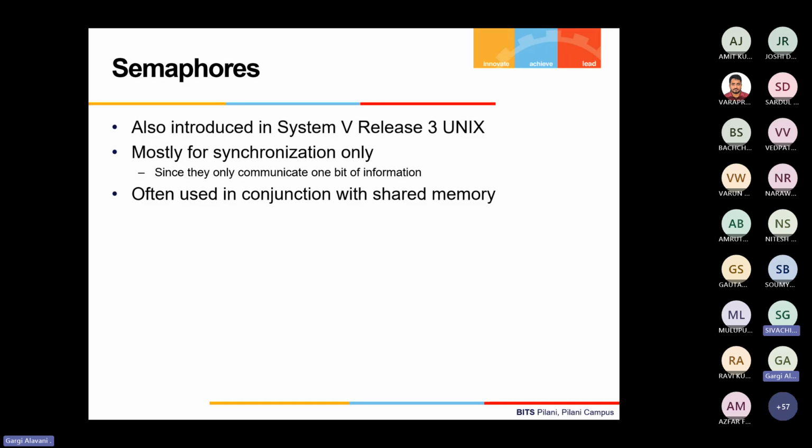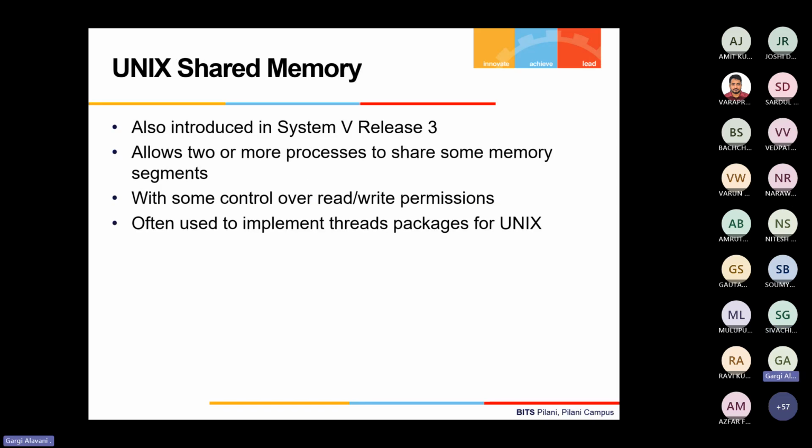Semaphores were introduced in Unix in release 3, and they are mostly used for synchronization since they only communicate one bit of information. This is used mostly for shared memory systems, because it works only in shared memory systems. So in shared memory, two or more processes can directly access a common memory segment. This provides the fastest form of inter-process communication, because the memory is shared and you can access it anytime.